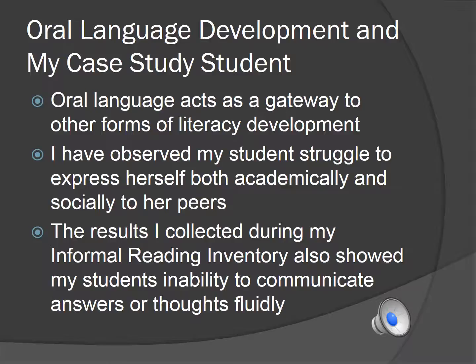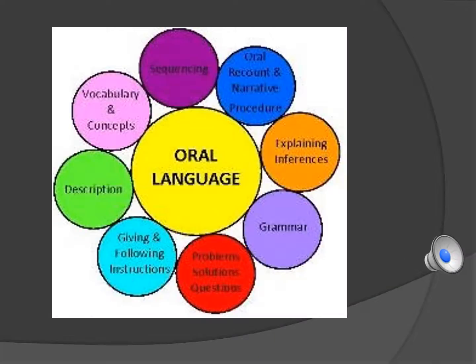When researching, I found this graphic, and I thought it showed really well just how big a role oral language plays in different aspects of literacy. Oral language involves communication, vocabulary and concepts, being able to give and follow directions, problem solving, grammar, explaining yourself, conducting a narrative, recount, or even sequencing. So it's really clear that students have an issue communicating if they struggle with oral language, because they aren't able to explain themselves orally or give and follow directions. It's very important in literacy.